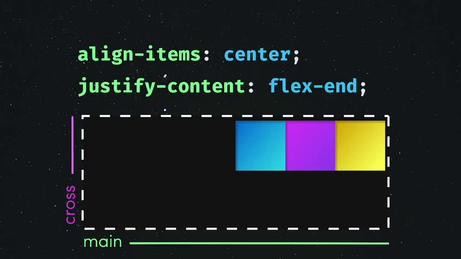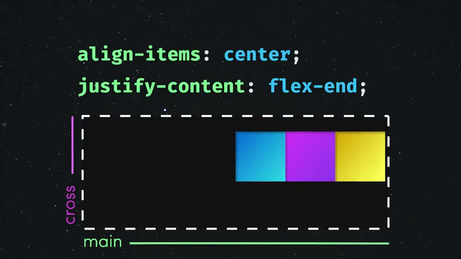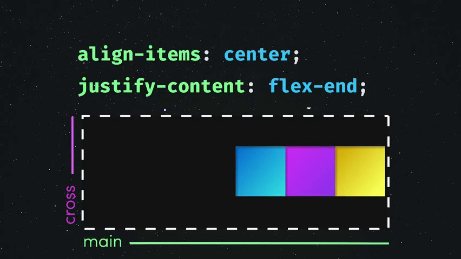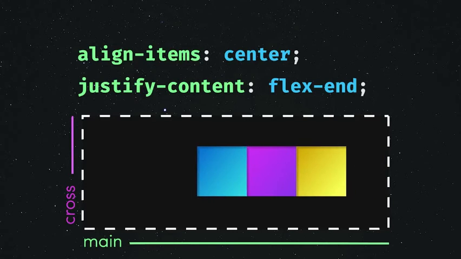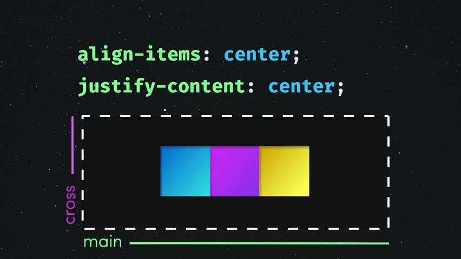You can also use these same techniques along the cross axis with the align items property. And that means we can easily align things both horizontally and vertically by both aligning and justifying the items to the center.